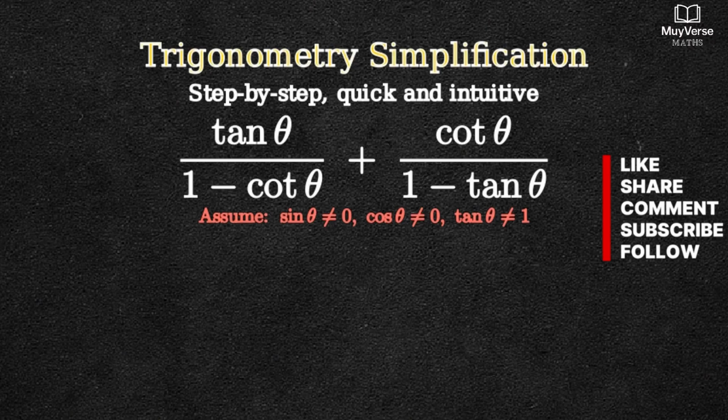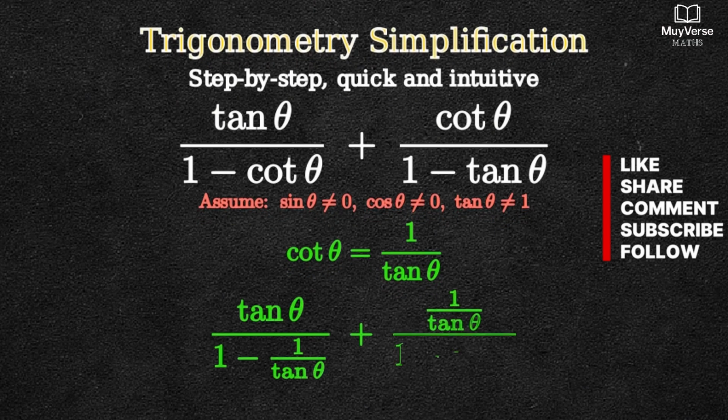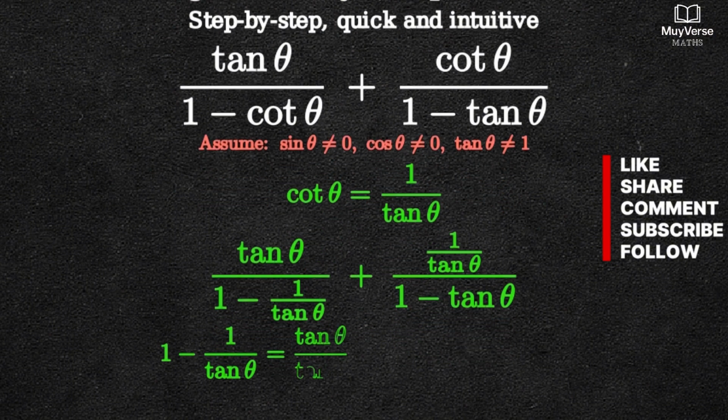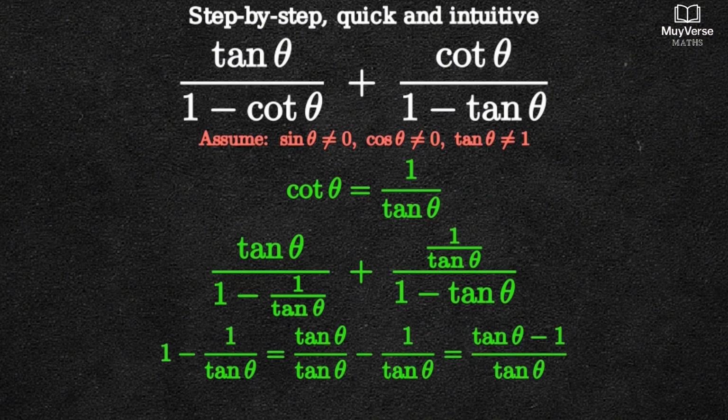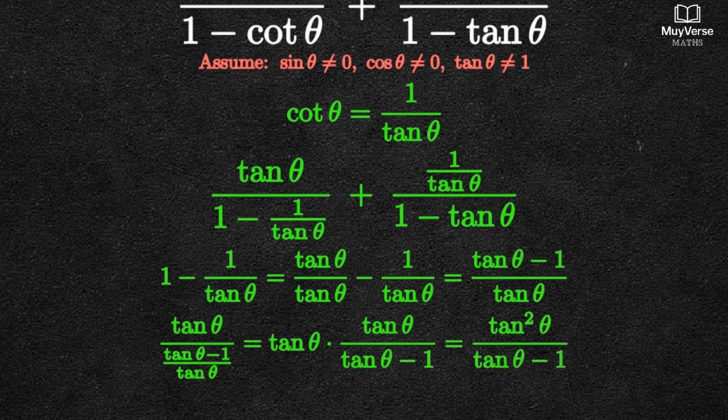Step 1. Replace cotangent theta with 1 over tangent theta. Step 2. Work on the first fraction. 1 minus 1 over tangent becomes tangent minus 1 over tangent. Dividing by a fraction, multiply by its reciprocal to get tangent squared over tangent theta minus 1.